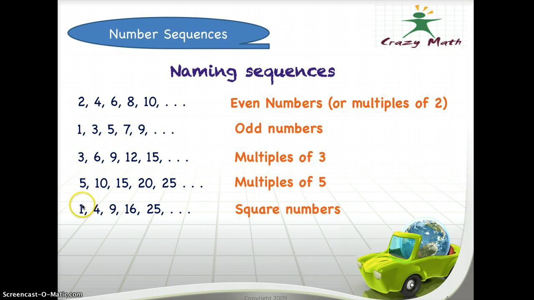Square numbers because 1 is 1 times 1, 4 is 2 times 2, 9 is 3 times 3, 16 is 4 times 4, 25 is 5 times 5. If we continue the series, it's going to be 6 times 6. The next number will be 36. And the next one is 49. Okay, you call that square numbers.